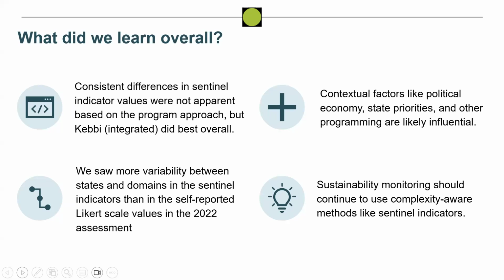On a methodological level, we found more variability across states in each domain and between domains for the Sentinel indicators than we found for the self-reported Likert scale measures we collected in 2022. We believe that this supports the use of objective complexity-aware methods such as Sentinel indicators. We also collected qualitative data in key informant interviews and focus group discussions and through most significant change that have provided complementary data on the sustainability domains, and which has been useful to triangulate with and contextualize the quantitative data we have collected. Next slide.